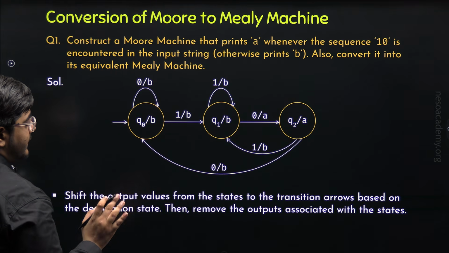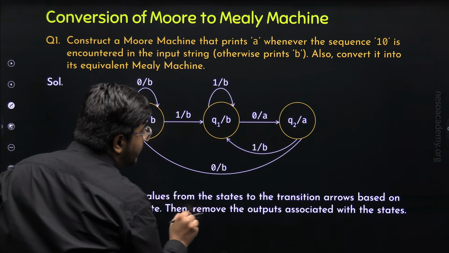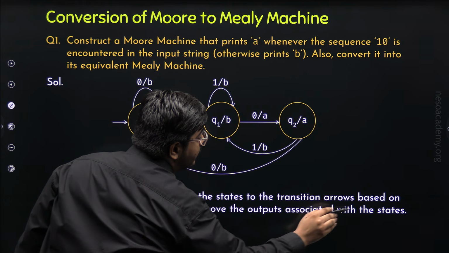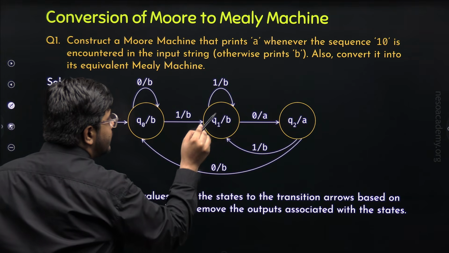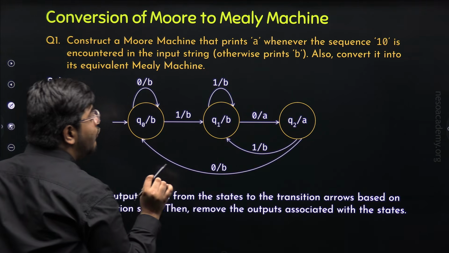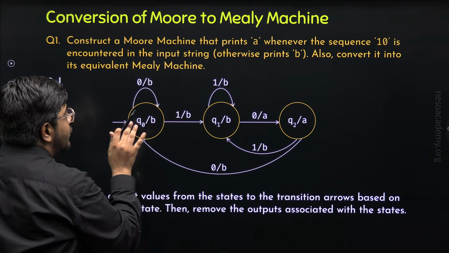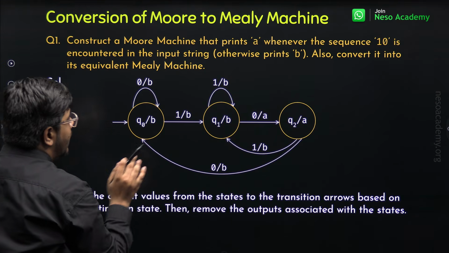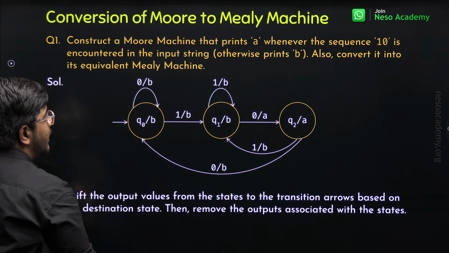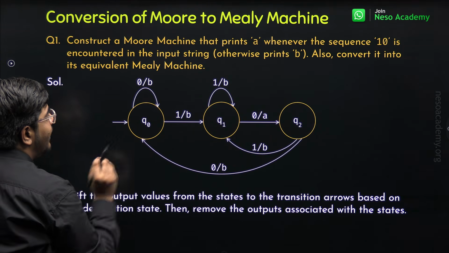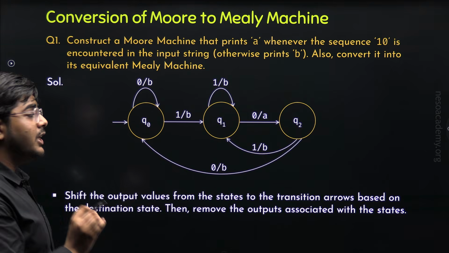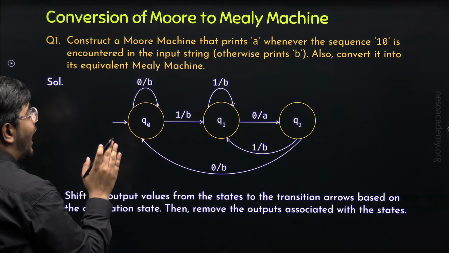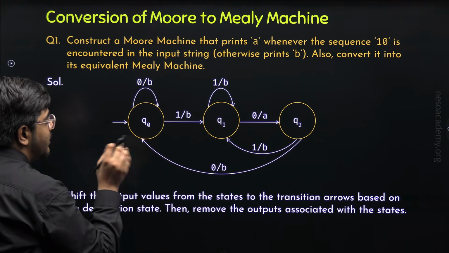Now let's read the next line. Then remove the outputs associated with the states. Now we have to remove the outputs associated with the states because we have already shifted these outputs onto the transition arrows. Now after removing these outputs, we will get our required Mealy machine like this. So this is the required Mealy machine that we have obtained after converting the given Moore machine.